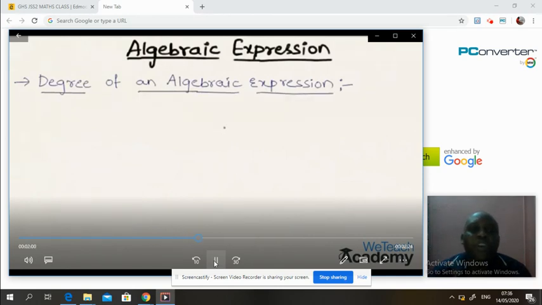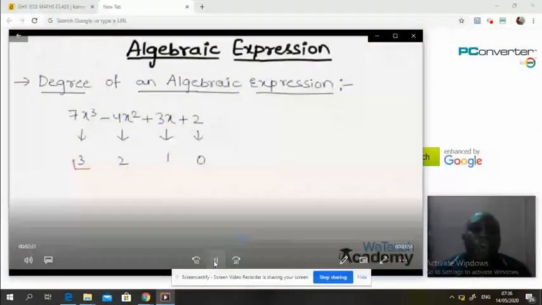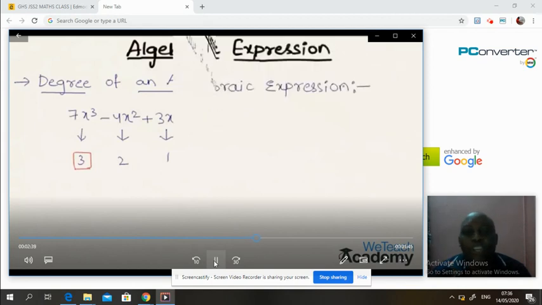Now, when you talk about the degree of an algebraic expression, for example, if I have 7x raised to power 3 minus yx raised to power 2 plus 3x plus 2, from here you will see that the degree of 7x raised to power 3 is 3, the degree of yx raised to power 2 is 2, and the degree of 3x is 1. Why is the degree of the last one 0? Because x is raised to power 0. You pick the highest degree there, which is 3. That means the degree of this expression is 3.